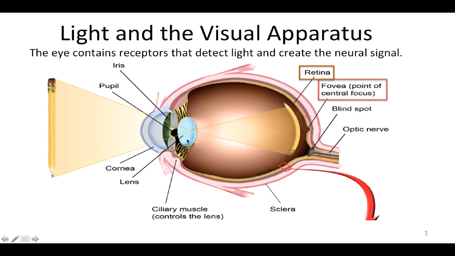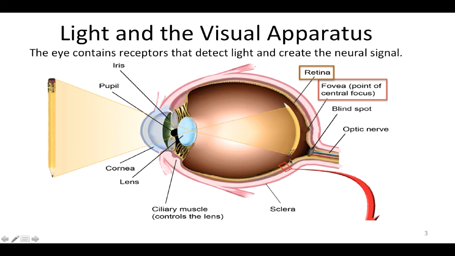The lens, notice, is attached by these ciliary muscles. These muscles control the lens. And if you take a moment and look at your thumb and bring it up really close to your eyes, you might get those ciliary muscles to work a little bit. They're going to squish the lens a little bit and help you focus on something that would otherwise be too close to be able to see clearly. So they play an important role.